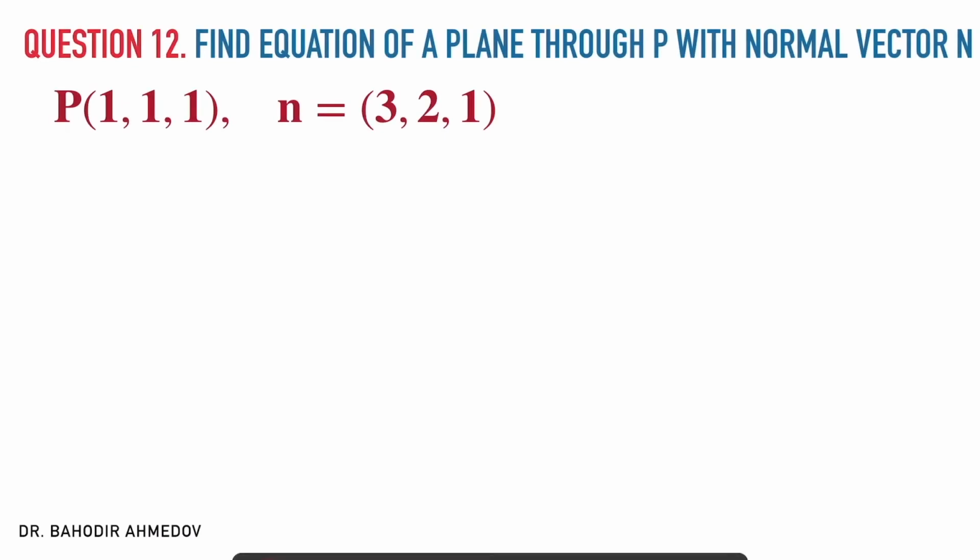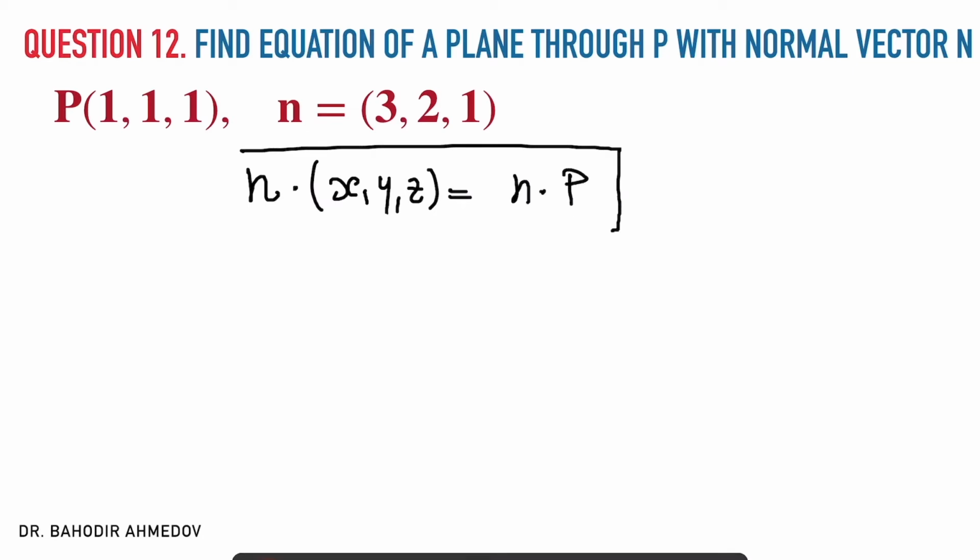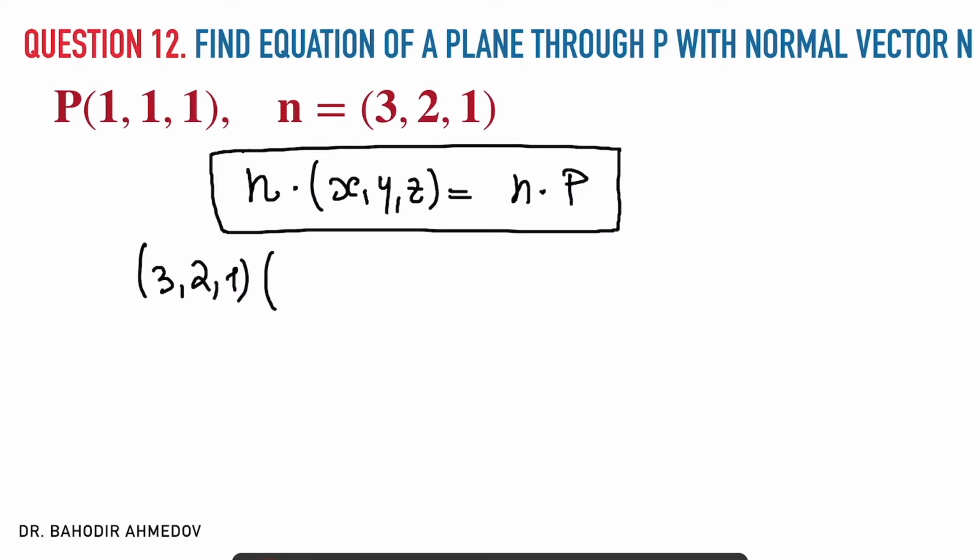Question number 12, where we need to find an equation of the plane through the point P with a normal vector n. That's going to be super easy because there is a formula to do that. It's going to be n dotted with x, y, z equal to n dotted with p. This is how you can obtain the general equation of the plane. Let's do this. It's going to be 3, 2, 1 as a dot product with x, y, and z, equal to 3, 2, 1 as a dot product with 1, 1, and 1.